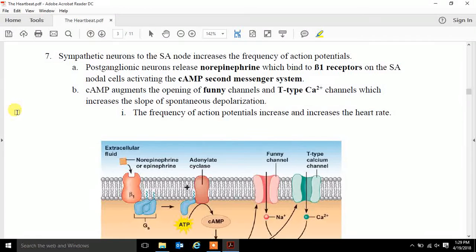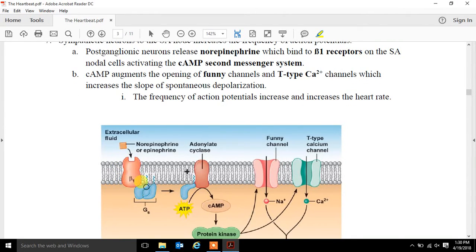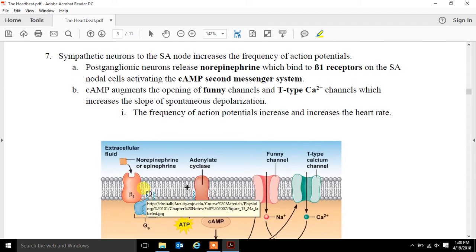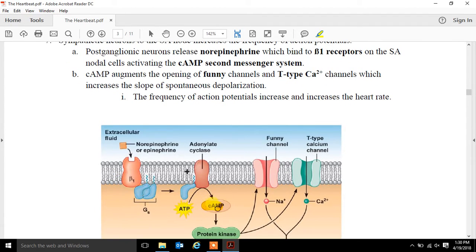So, we get postganglionic release of norepinephrine, which binds to the beta-1 receptor on the SA nodal cells. With this binding to our beta receptor, we get a G protein, in this case a Gs, that activates cyclic AMP. So here's our norepinephrine, here's our beta receptor, and we get cyclic AMP. We've had this already on the exam, so I'm not going to go into detail, but we've got our G protein, here's our adenylate cyclase, it gives us cyclic AMP. We talked about this pathway.